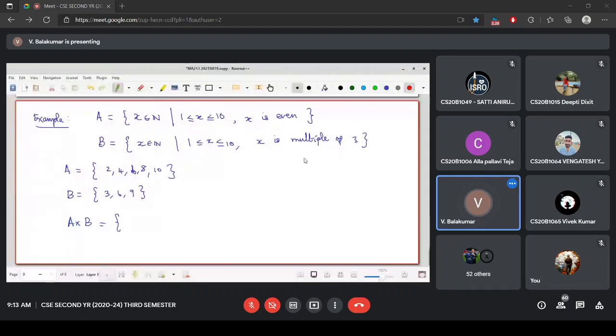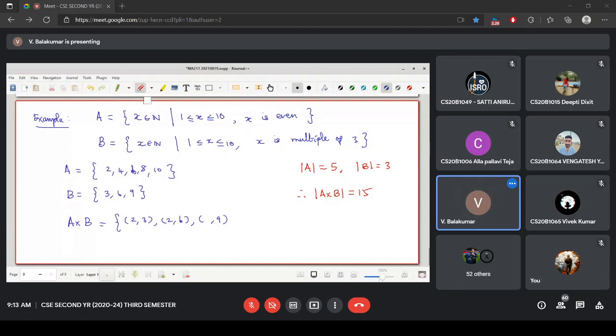Number of elements in A is 5. Number of elements in B is 3. Therefore, the number of elements in the Cartesian product is 15. So I have to write down 15 elements. Okay, only this time I'll write, it takes too much time.